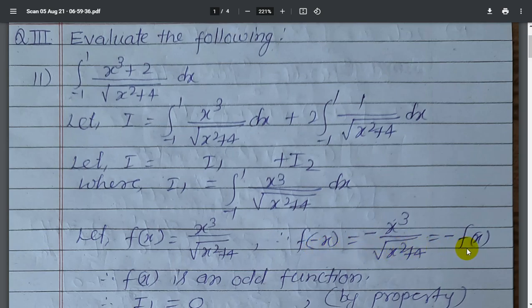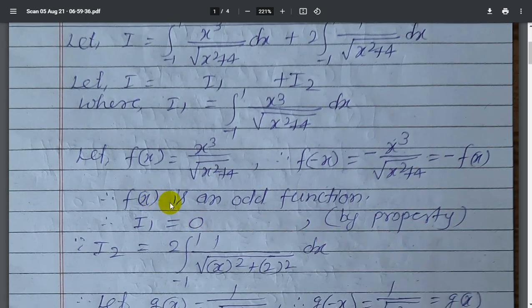So what does it mean? This means f x is an odd function. You know very well by definition, by property, when f x is an odd function, then the value of the integral will be 0. That is, the value of I1, this integral, will be 0. Integral of minus 1 to 1 x cube upon square root of x square plus 4 into dx becomes 0. Therefore, I1 equal to 0. You can say by property. And this property is given in the previous lecture and also in the property list, or you can say formula list. In the previous videos, you can refer.